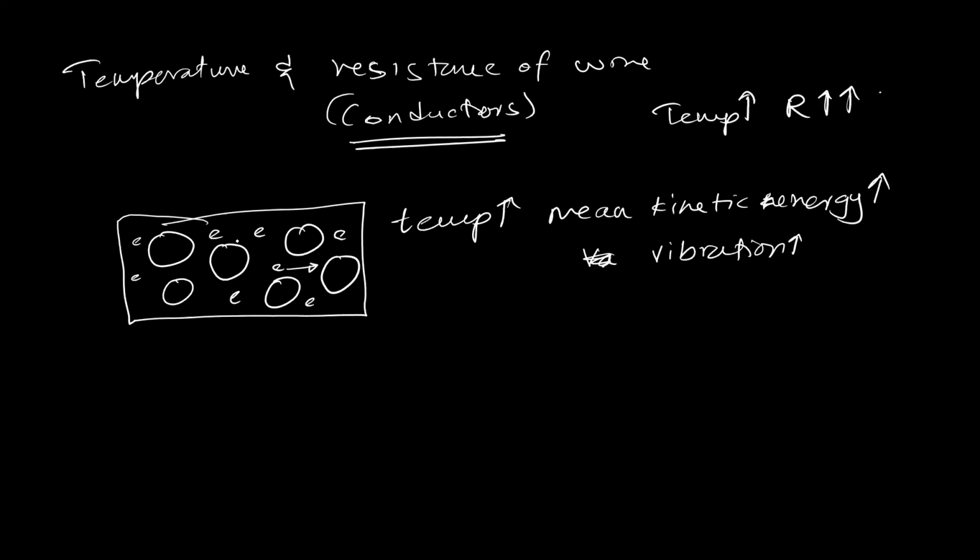These atoms start to vibrate up and down. Then when the electron is going, there are many atoms vibrating up and down, so it's very hard for the electrons to pass. More barriers are created. That is the concept of temperature and resistance.